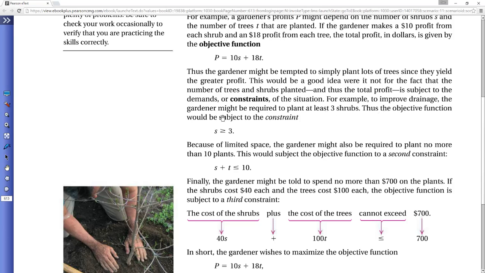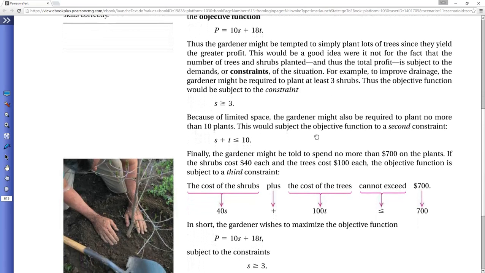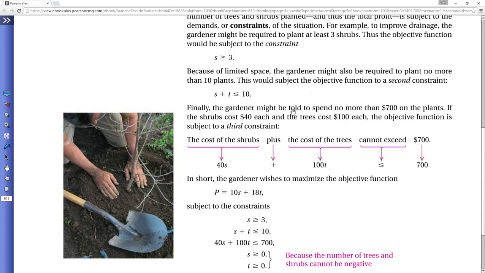For example, to improve drainage, a gardener might be required to plant at least 3 shrubs. Thus, in this model, the number of shrubs needs to be greater than or equal to 3. Because of limited space, the gardener might also be required to plant no more than 10 plants. So the total of the plants, shrubs plus trees, has to be less than or equal to 10. And finally, the gardener might be told to spend no more than $700 on plants. If the shrubs cost $40 each and the trees cost $100 each, the objective function is subject to a third constraint. Remember, these are constraints, these inequalities.